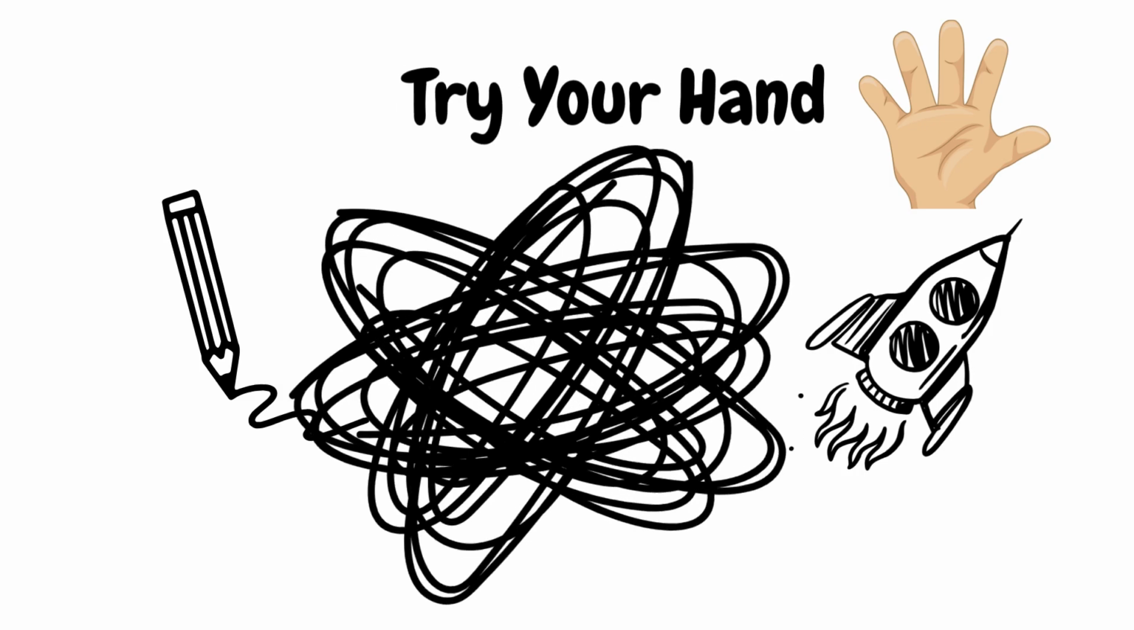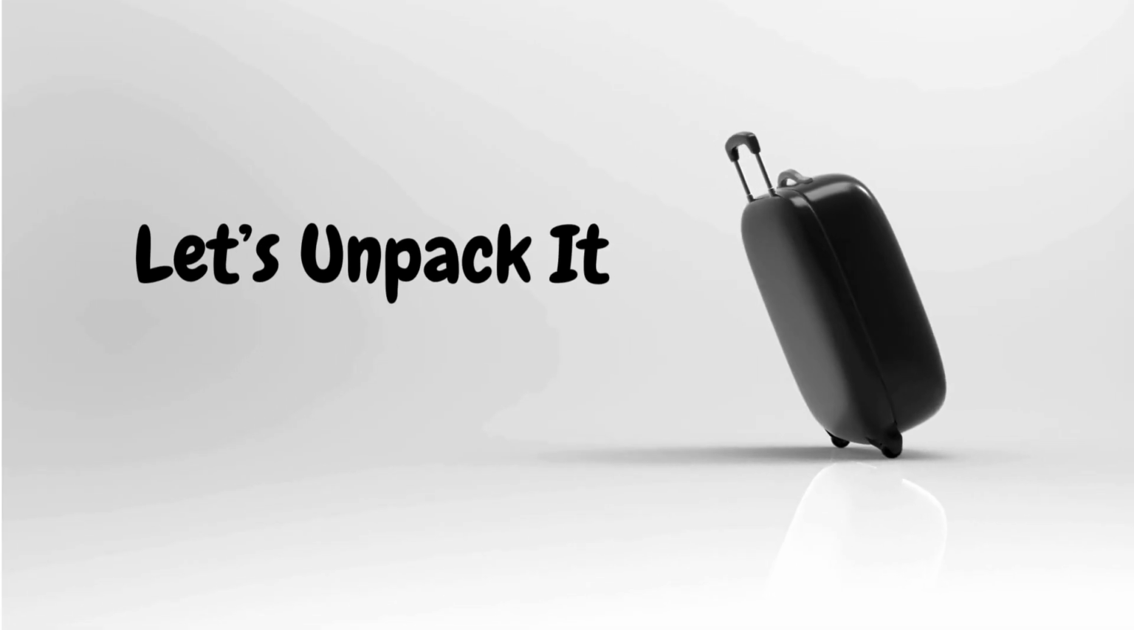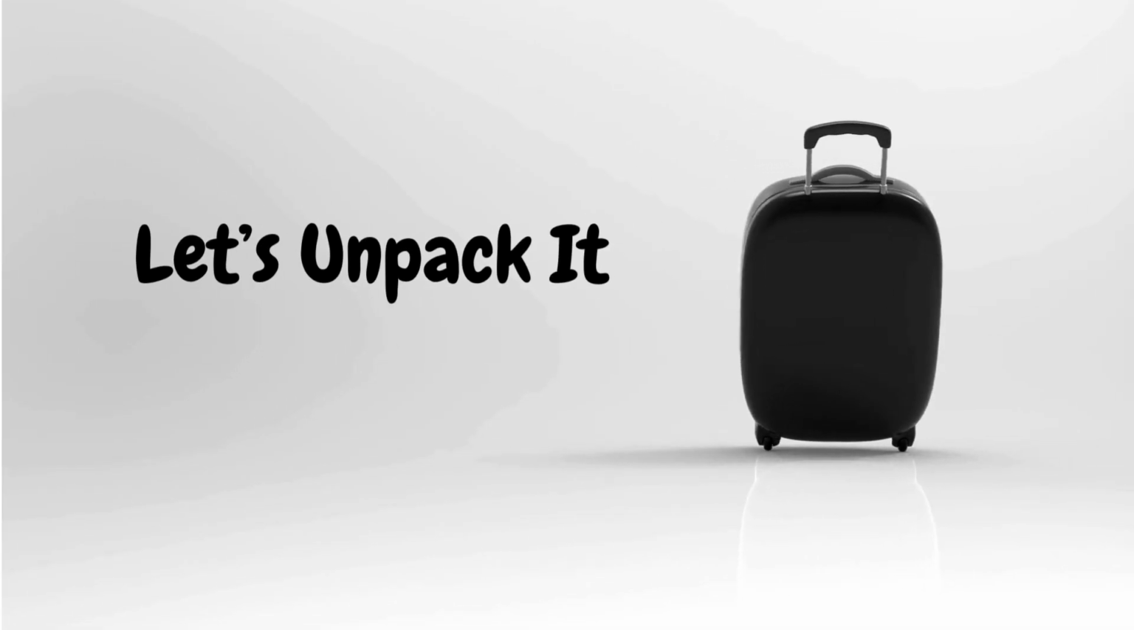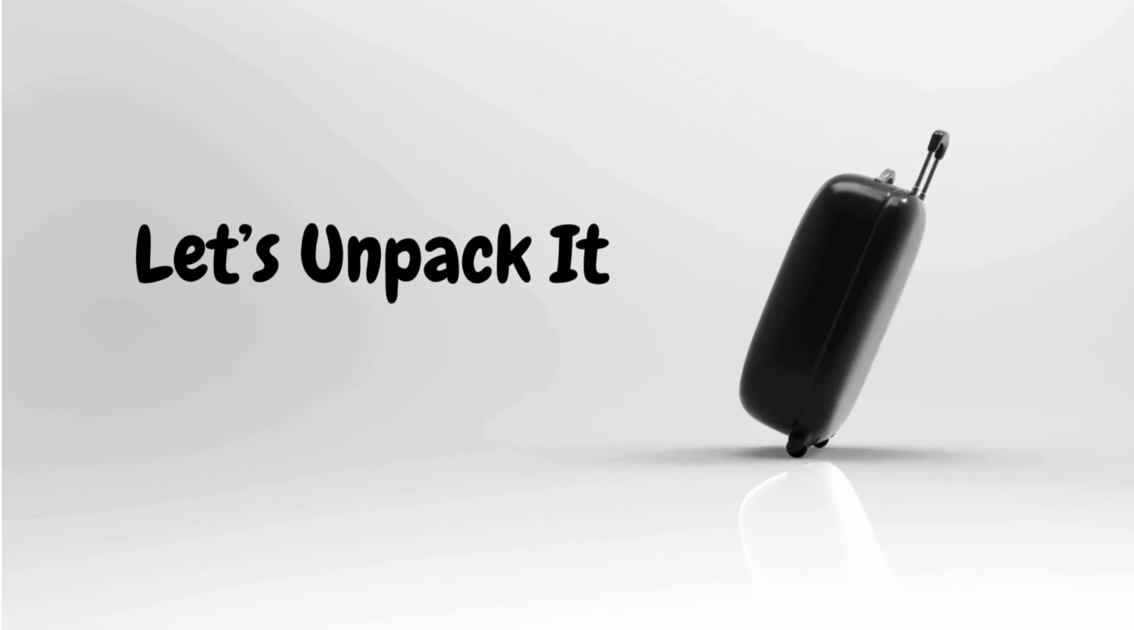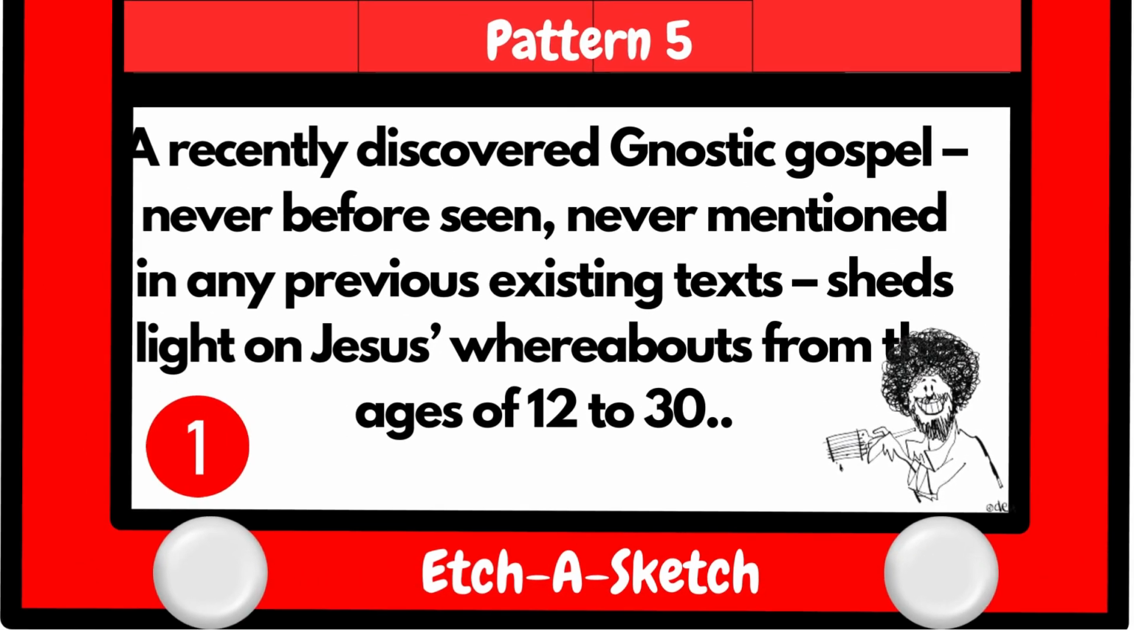And then pattern 5 is a little tricky, a series of balanced patterns. So you've got to unpack this one for the kids and really explain it. I'll give you a quick overview of it. A recently discovered Gnostic gospel, never before seen, never mentioned in any previous existing text, sheds light on Jesus's whereabouts from the ages of 12 to 30. So in terms of that balanced pair, you've got the never in there, in between the dashes.